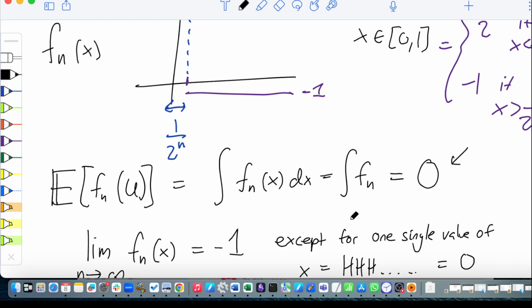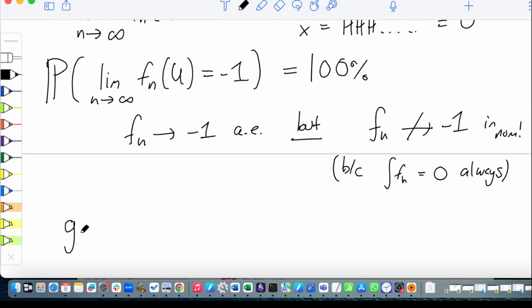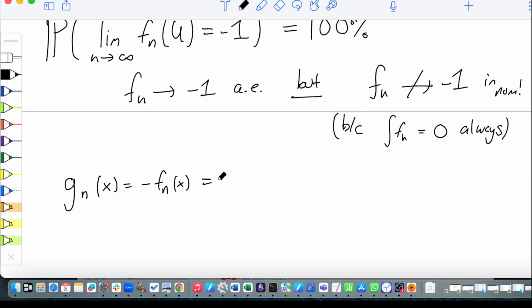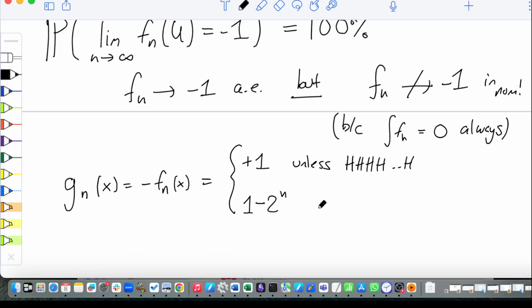So far, not exciting. I'm going to do one simple thing and I'm going to blow your mind. We're going to flip it with a negative sign. Let's make the function gn, which is minus fn. And this is a function where you gain $1 unless it's heads, heads, heads. And when heads, heads, heads comes up, then you lose 2 to the n dollars.